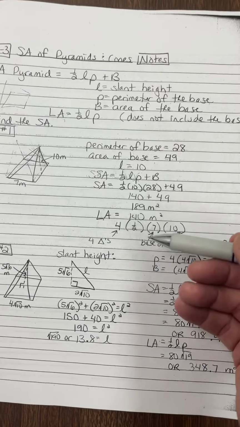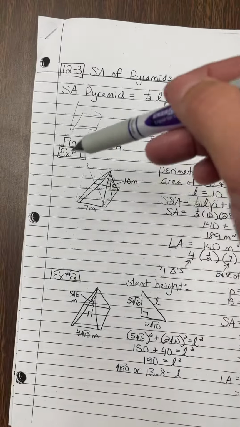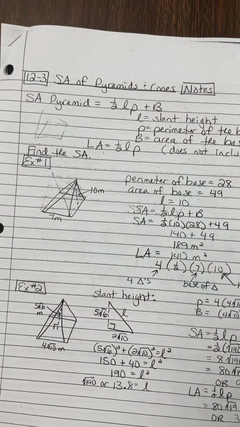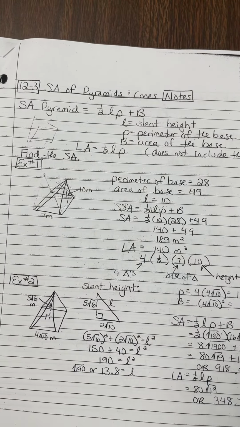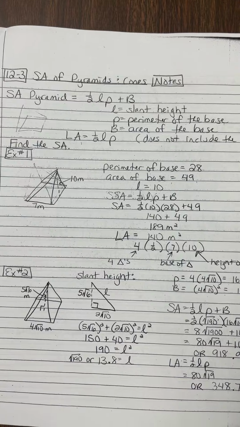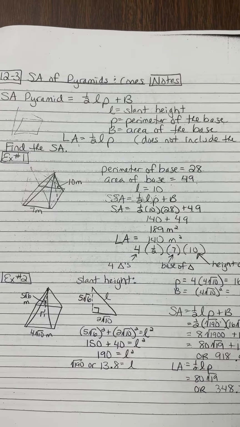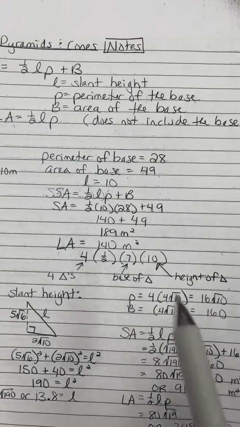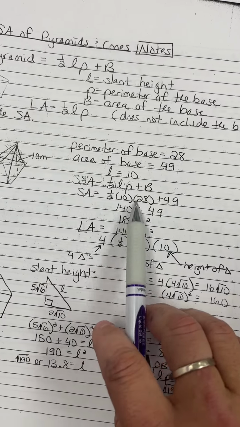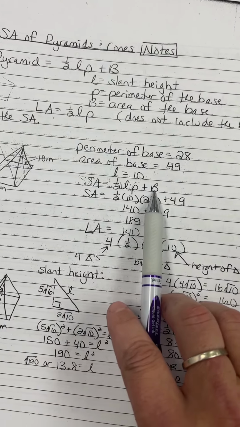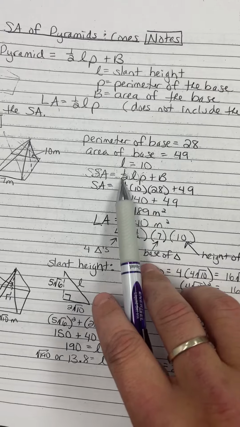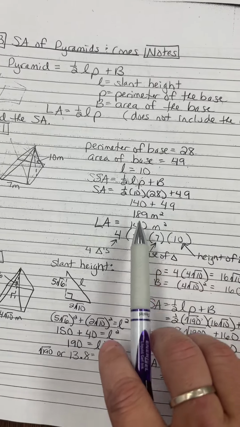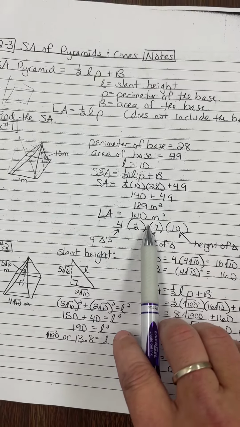squared. Lateral area is all of the triangles that make up the side of this pyramid. Does not include the base, just like we said with prisms. So lateral area of a pyramid is all the triangles that make up the side of the pyramid. So looking at my formula, this is the area of the base. Lateral area is only this part, 1/2 times L times P, which gives me 140 meters squared.